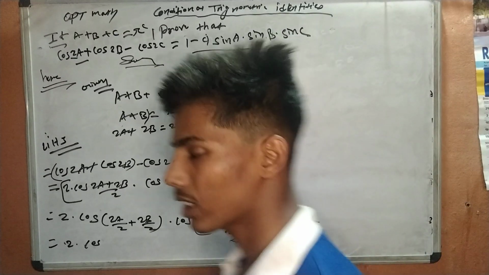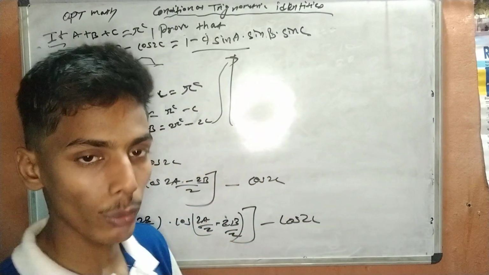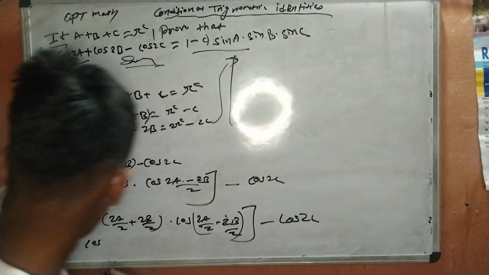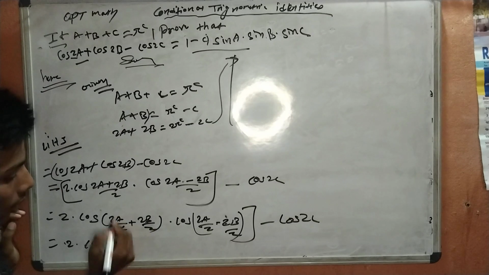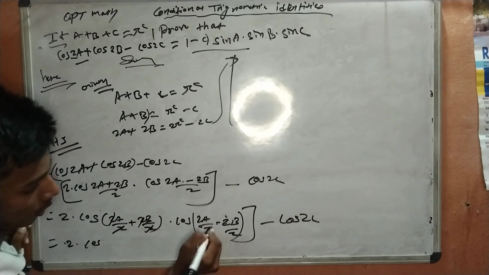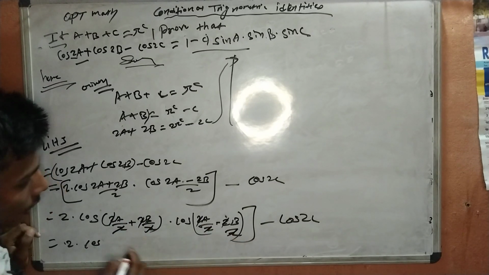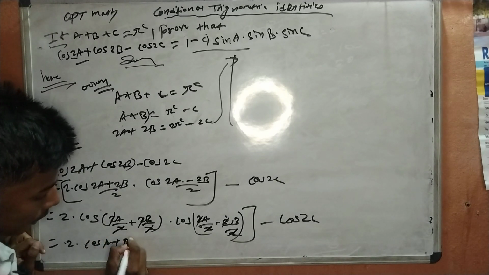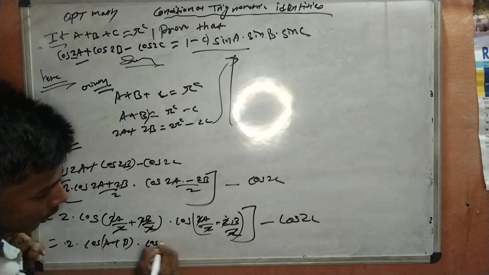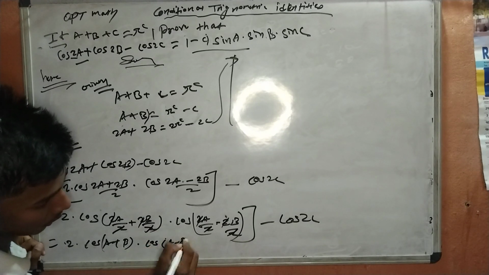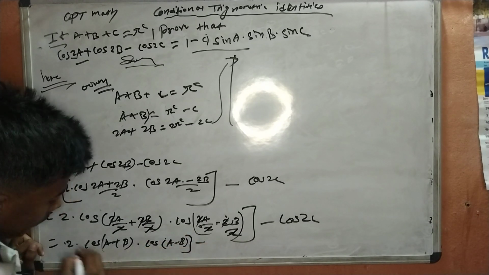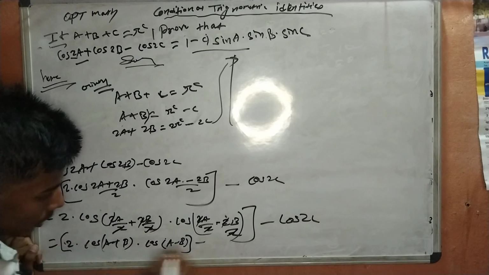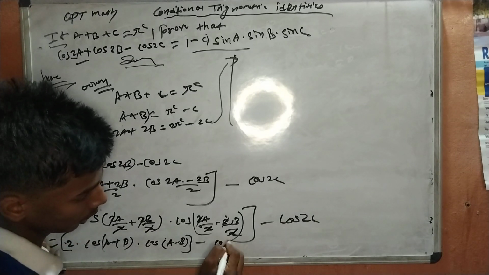So my friends, what are the consequences here if I cut this both? What value will come? Cos a plus b here will be cos a minus b. This will be the same, just keep it here, cos 2c.